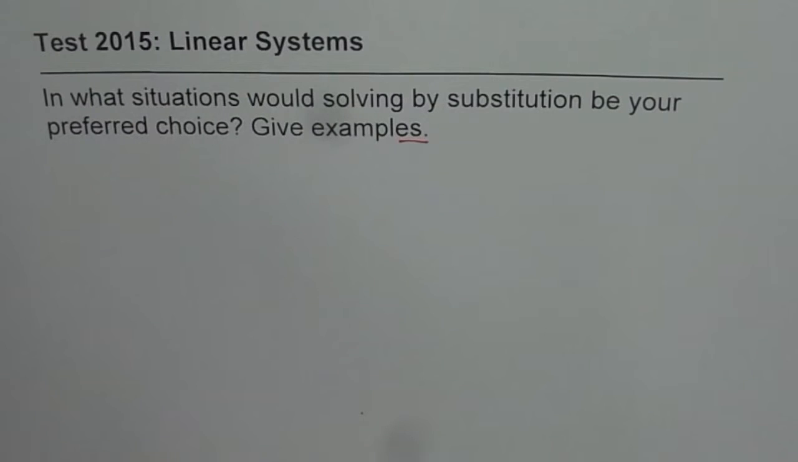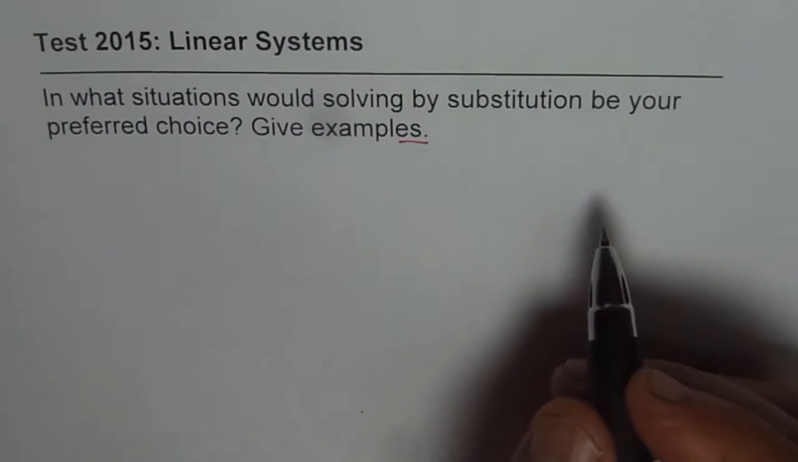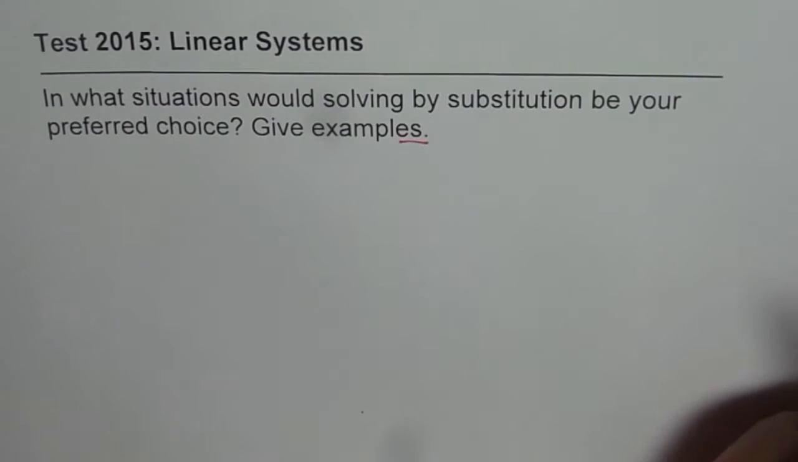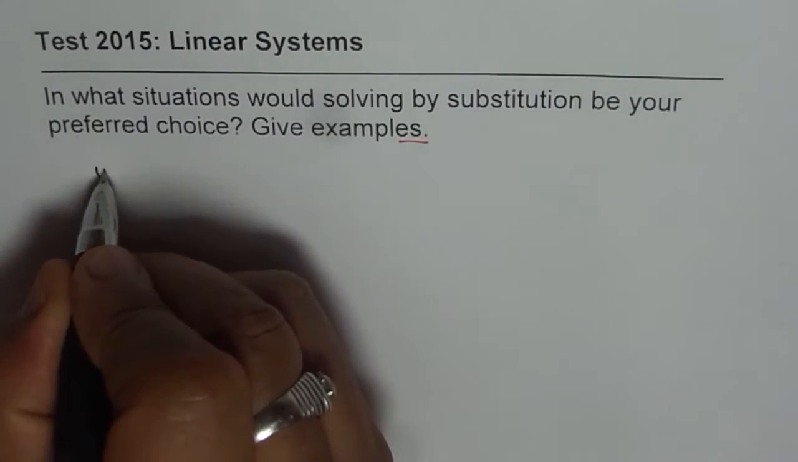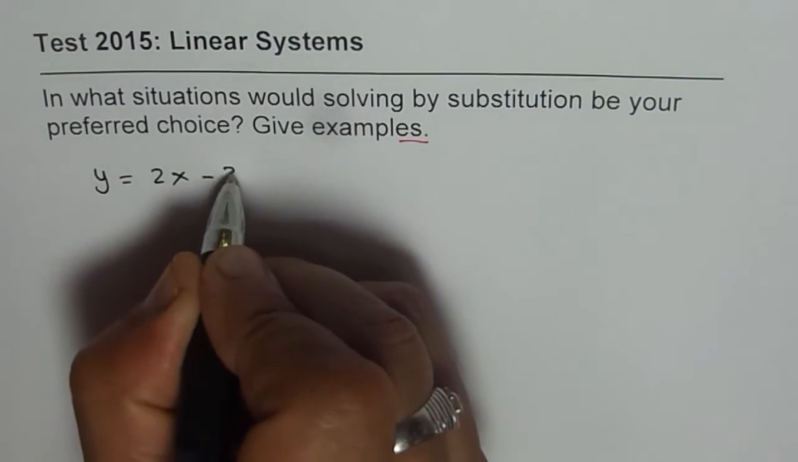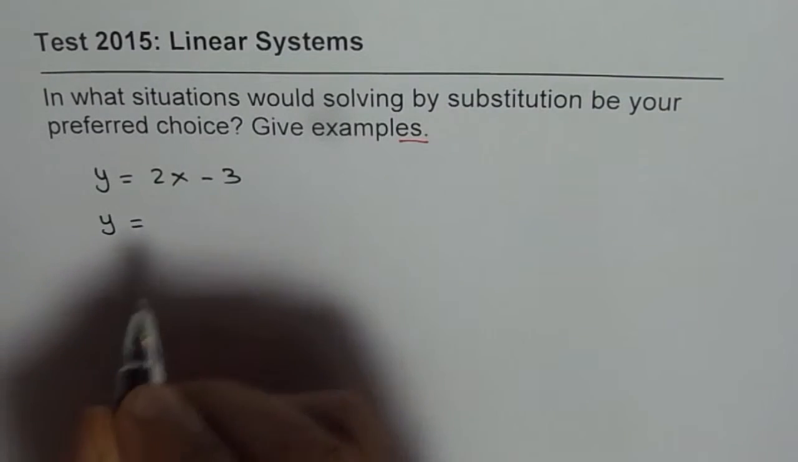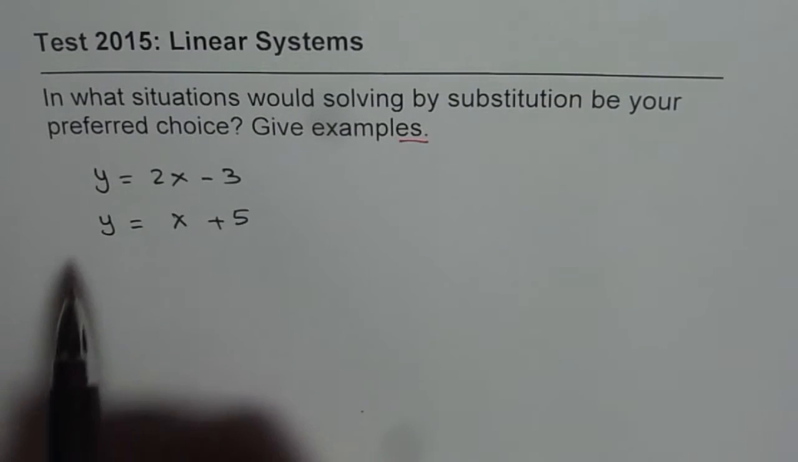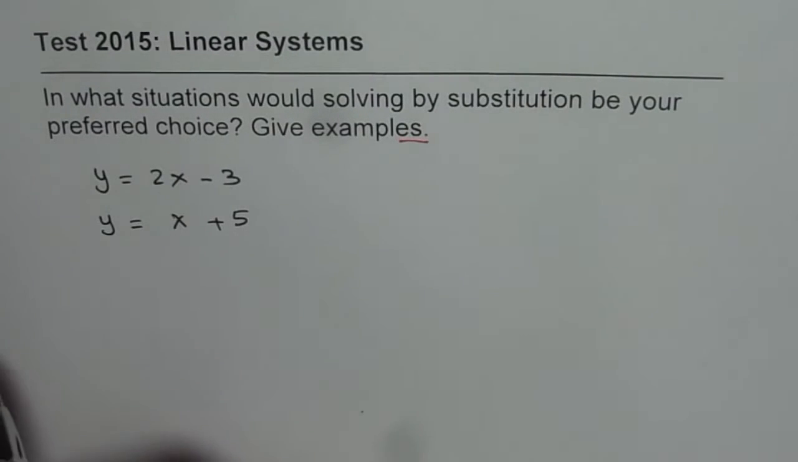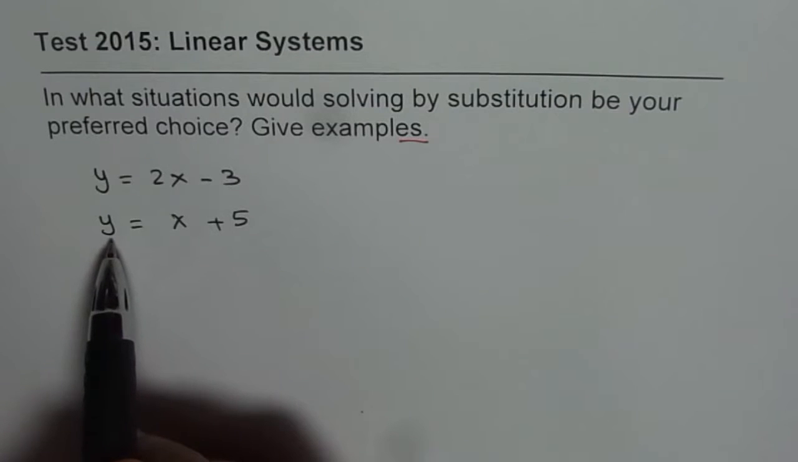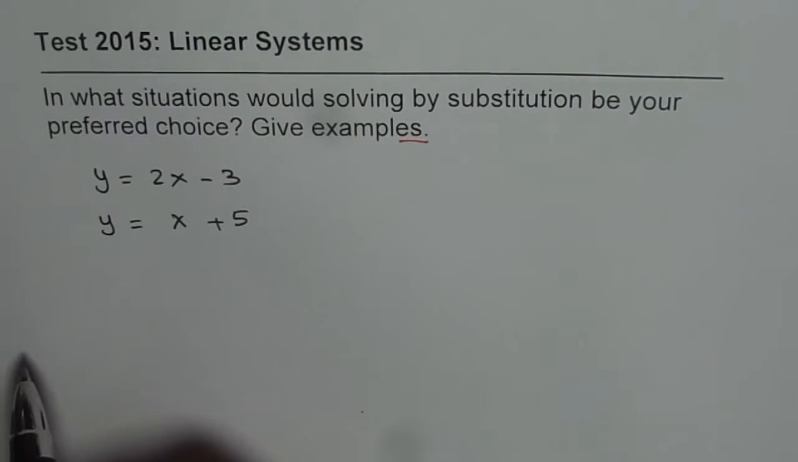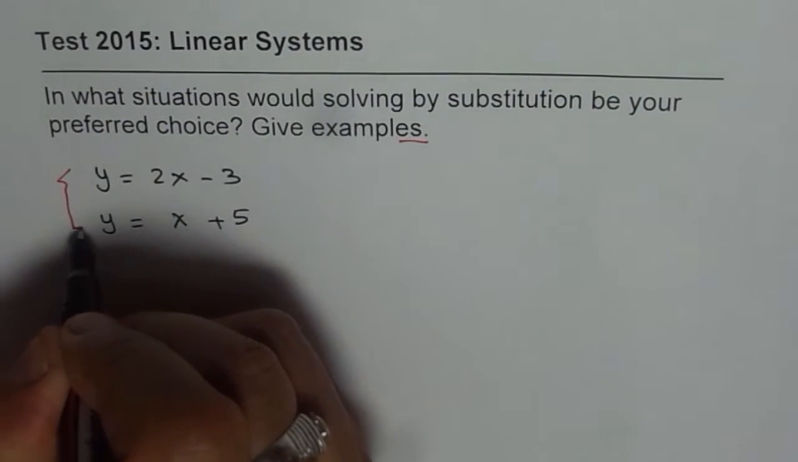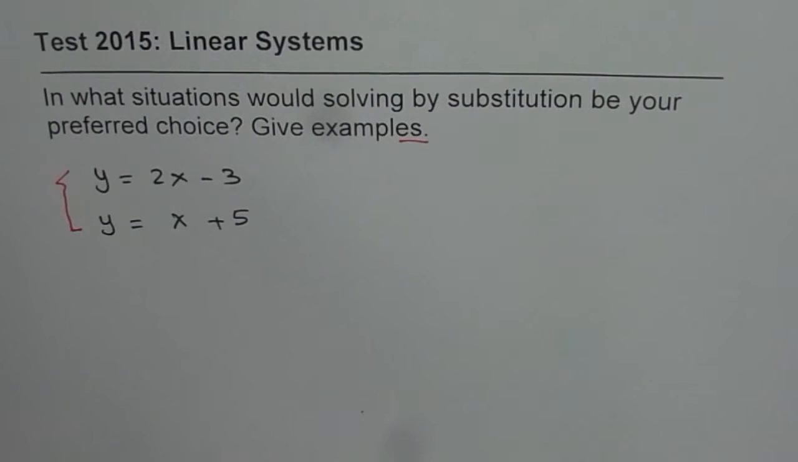Well, there are a couple of situations. One is we are given a linear system in which one of the variables is already written in terms of the other. For example, if I have y equals 2x minus 3, and we have y equals x plus 5. In this situation, we already know what y is in terms of x, so we can substitute the value of y from the second equation into the first and solve, right? So that is one of the systems where I'll prefer to use substitution.